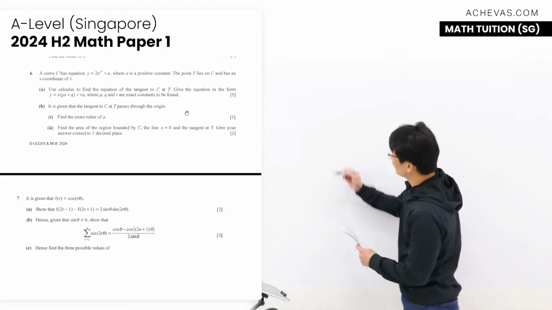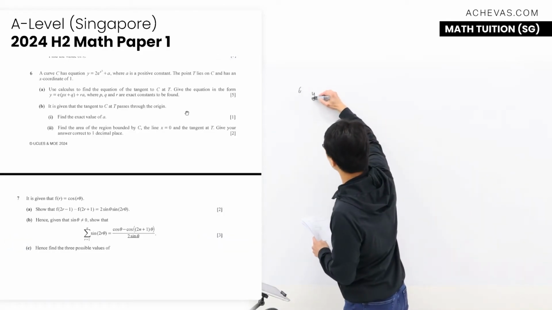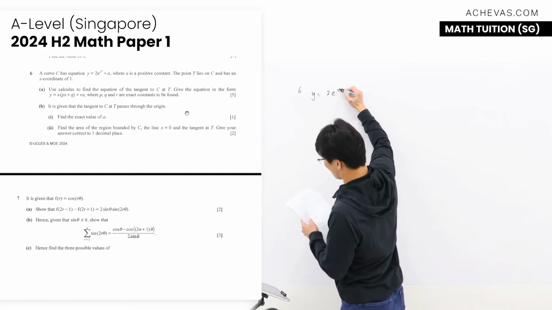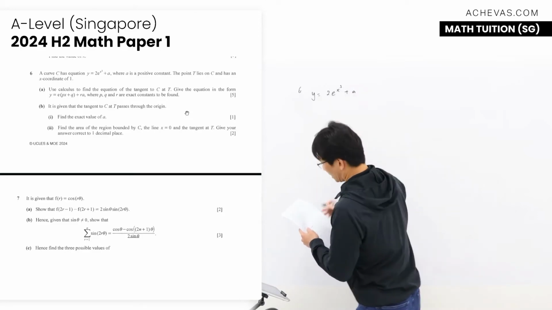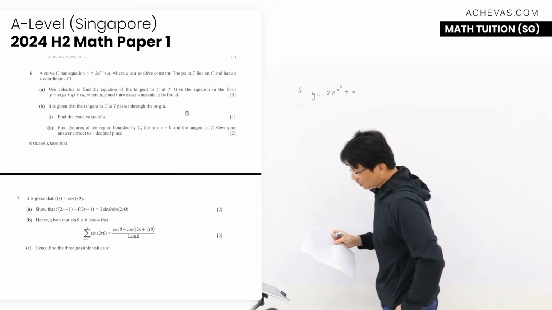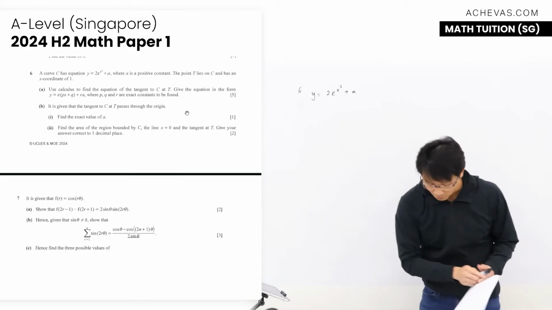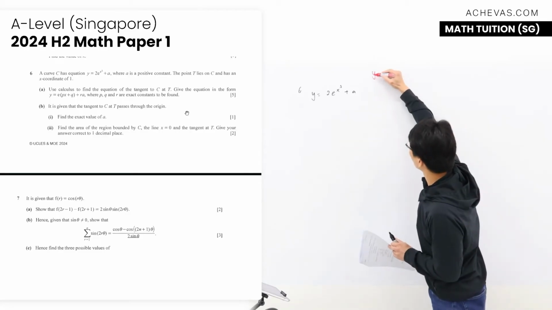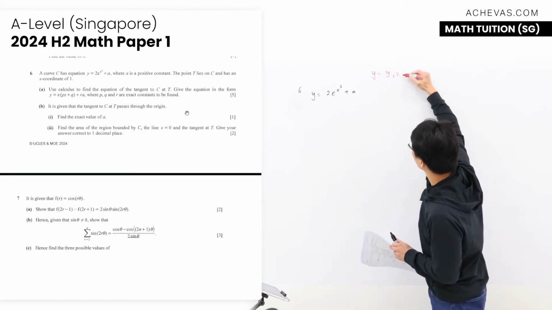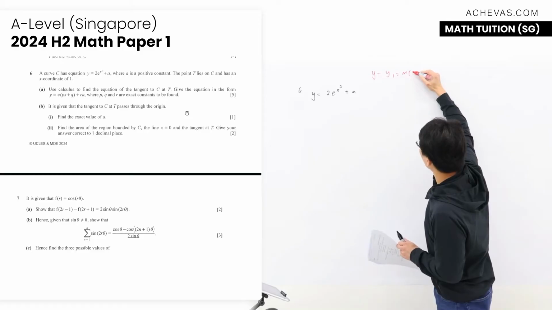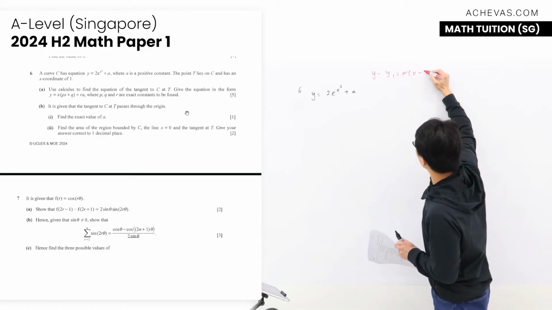Alright, let's write down the equation first. We have y equal to 2e to the power x cubed plus a. And since the question says we are supposed to find the equation of tangent, okay, I'm going to try to make use of this formula here for equation of tangent. Y minus y1 equal to bracket m times x minus x1.